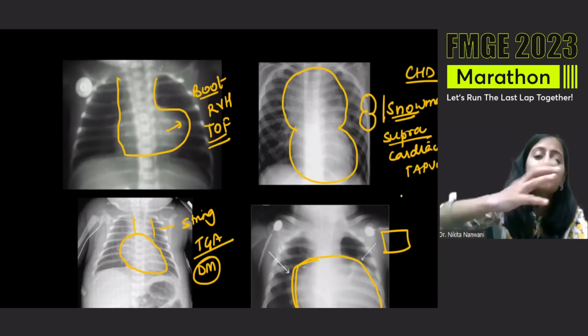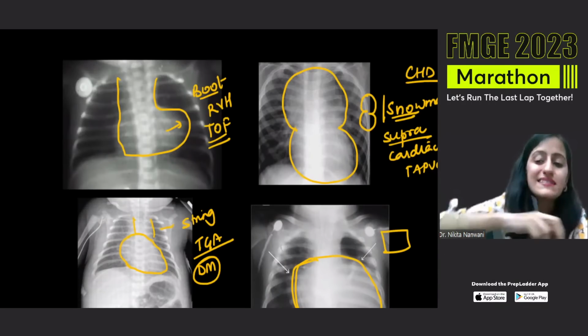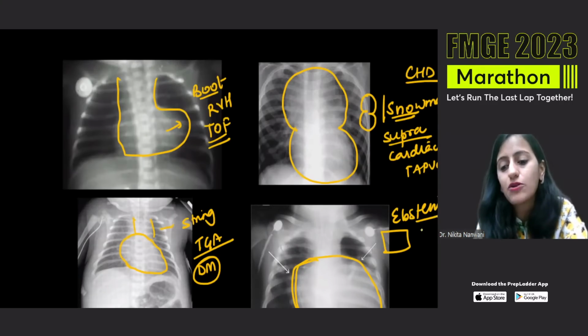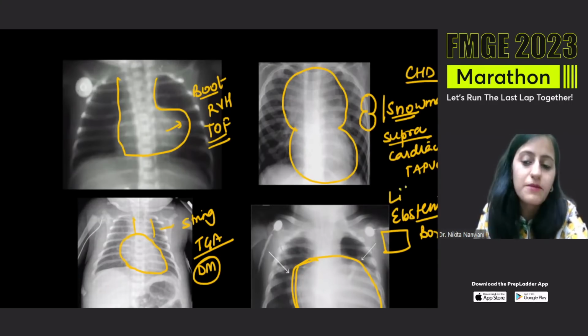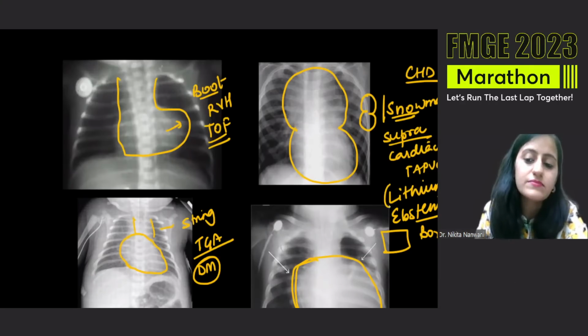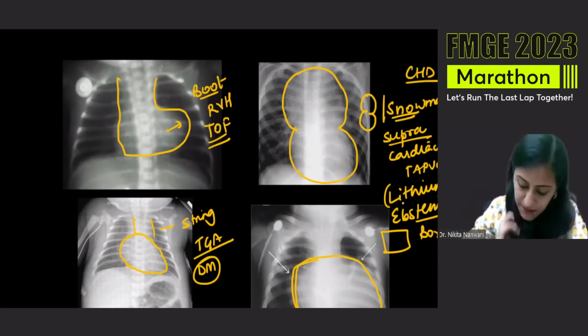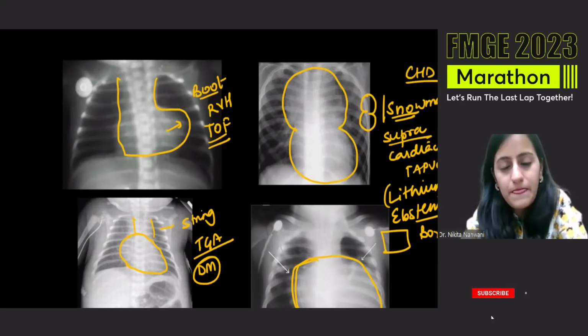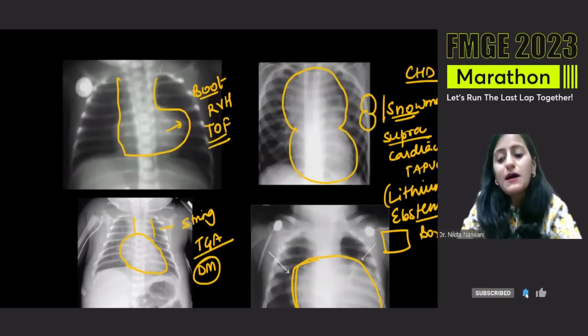When I open the box, it opens on 3 sides. The tricuspid valve pathology, that is Epstein's anomaly. Epstein's is box-shaped heart. It is because of lithium, the teratogenic effect of lithium. That is the box-shaped heart. That is Epstein's anomaly. Okay. So that was about the CVS.